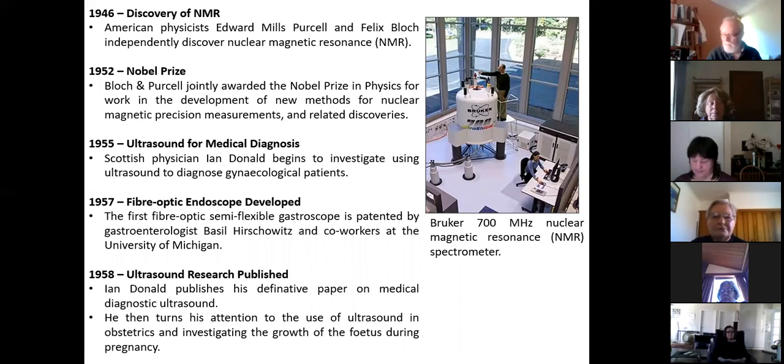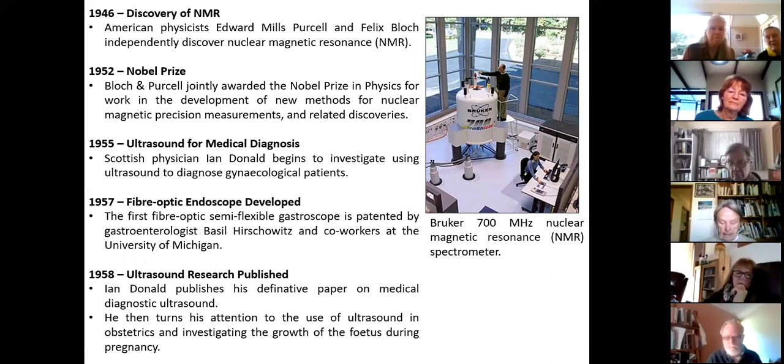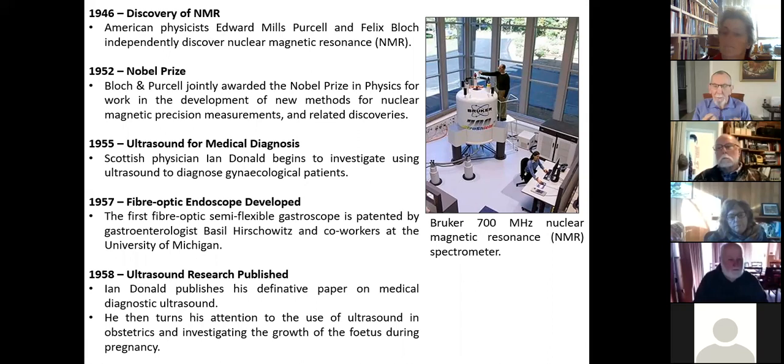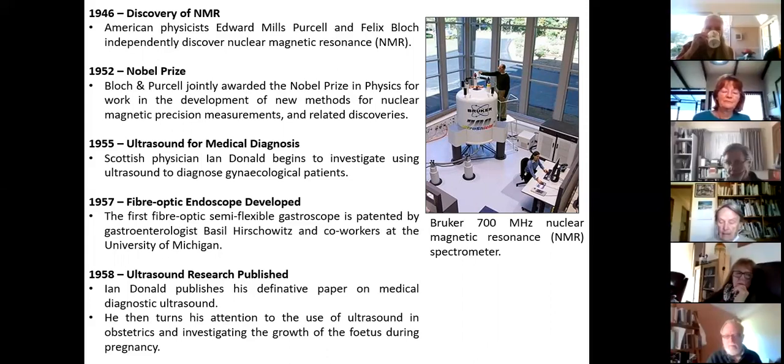In 1955, ultrasound started becoming part of the scene, and Scottish physician Ian Donald started investigating the use of ultrasound to diagnose gynecological problems. And as we know now, ultrasound is used quite extensively, not only for that purpose, but for other things, particularly in the abdominal cavity. Kidneys can be examined with ultrasound for the presence of kidney stones, bladders for what's called urinary gravel, or indeed for polyps and so forth. So this was, again, a new and exciting development in medical imaging.